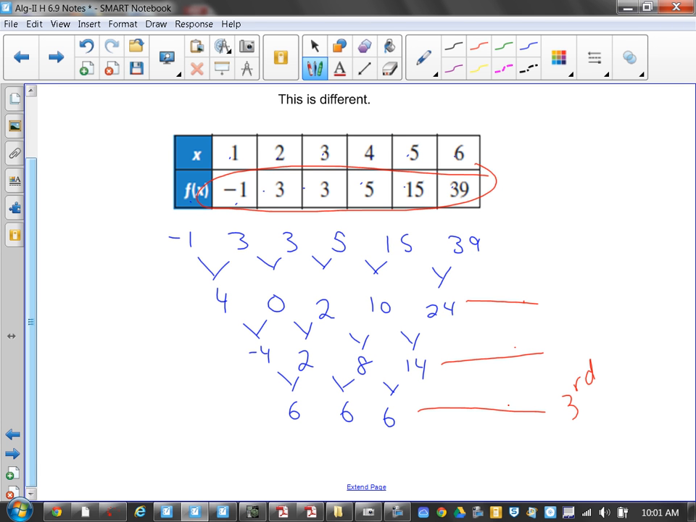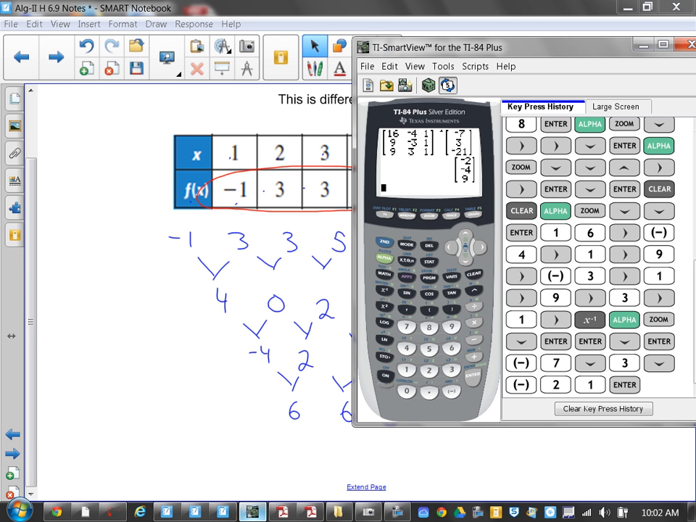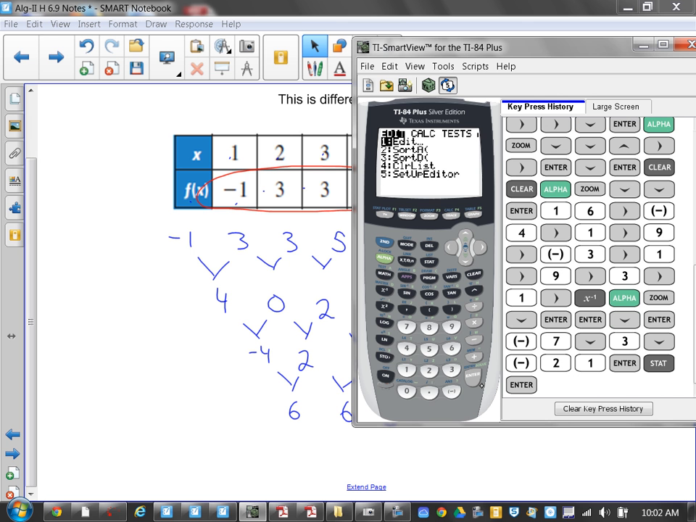So now to write out the polynomial, you just go to your calculator, go to your lists. Remember how we did our list function? So if you go back to your calculator now and go to your stat, I want you to edit your list. L1 is just going to be your x, 1 through 6.